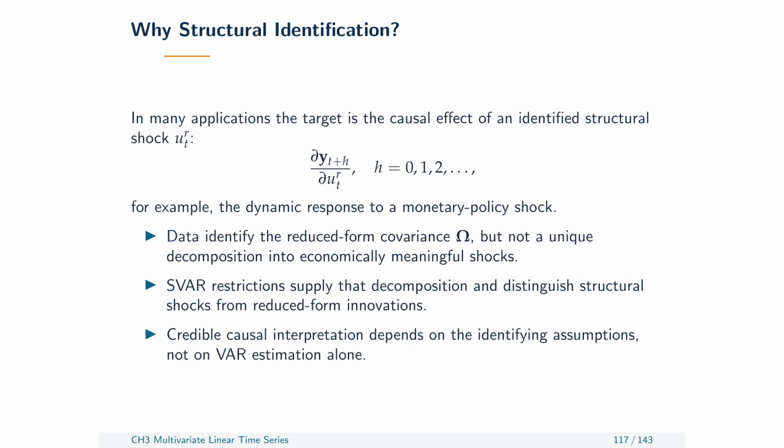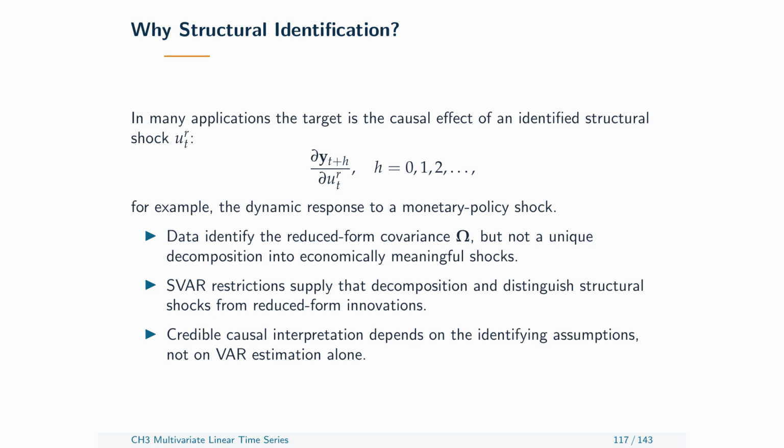A reduced form VAR describes joint predictability. Its innovations are forecast errors, and their covariance is identified from the data. When those errors are contemporaneously correlated, however, no component has a unique economic label.